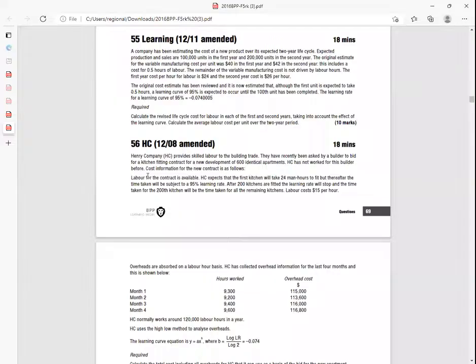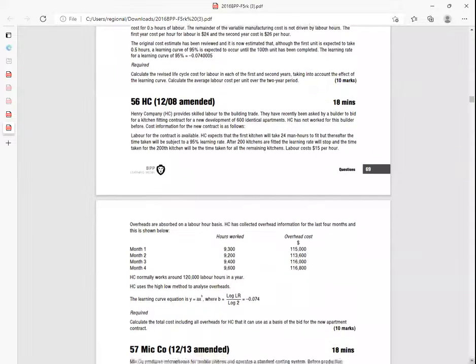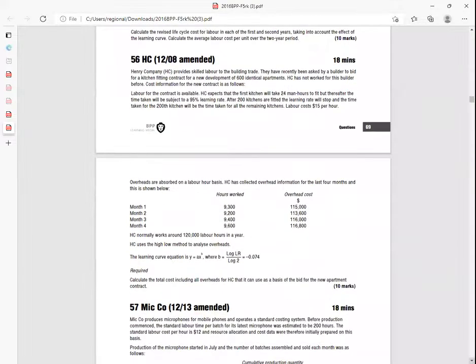After 200 kitchens are fitted, the learning rate will stop and the time taken for the 200th kitchen will be the time taken for all the remaining kitchens. Labor cost is $15 per hour. So they want us to calculate the total cost, including all overheads for HC, that it can use as a basis of the bid for the new apartment.